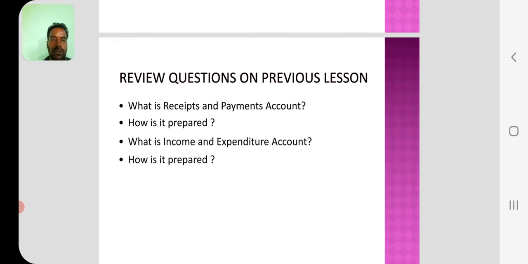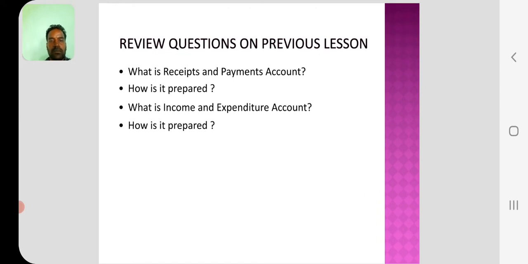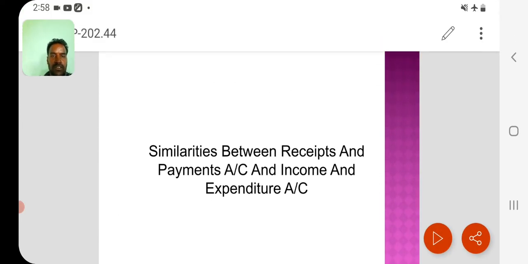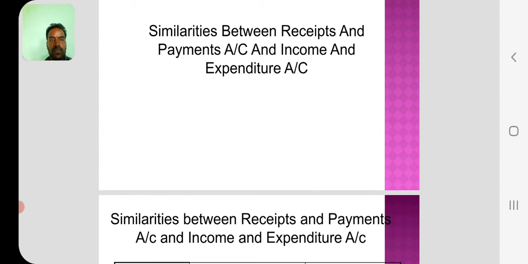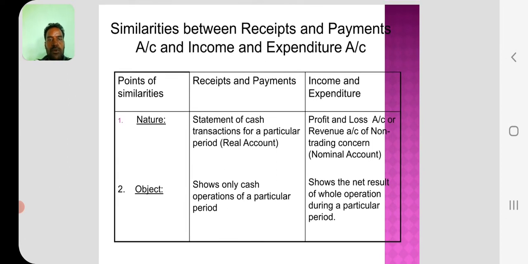So, review questions on the previous lesson. What is receipts and payments account? How is it prepared? What is income and expenditure account? How is it prepared? See here some similarities between receipts and payments account and income and expenditure account. These are the points of similarities: receipts and payments account, income and expenditure account.